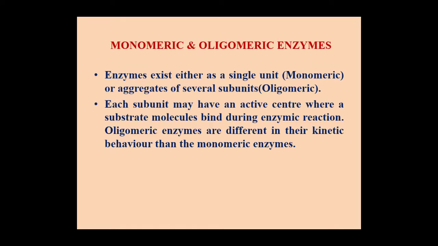Monomeric and oligomeric enzymes. Enzymes exist either as a single unit, meaning they consist of only a single polypeptide chain, known as monomeric enzymes, or when enzymes are aggregates of several subunits, meaning they consist of several polypeptide chains, they are known as oligomeric enzymes. Each subunit of an oligomeric enzyme has an active center where a substrate molecule binds during the enzymatic reaction. Thus, oligomeric enzymes differ in their kinetic behavior from monomeric enzymes.